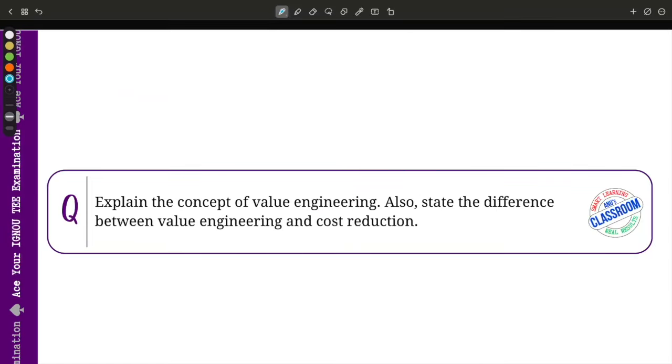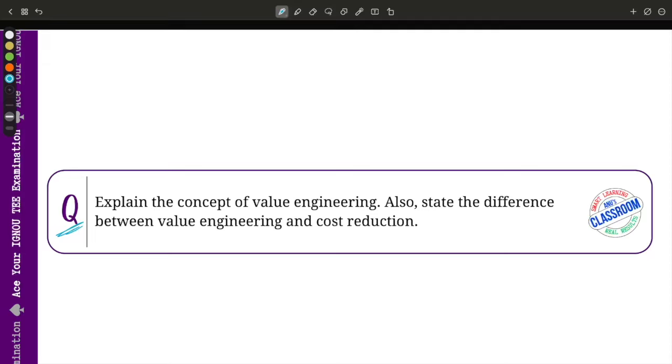Explain the concept of value engineering. Also state the difference between value engineering and cost reduction. Now this is a very, very important topic. You will see a question from this value engineering topic in at least 70 to 80% of past term end examination papers. So make sure that you understand this concept very clearly.